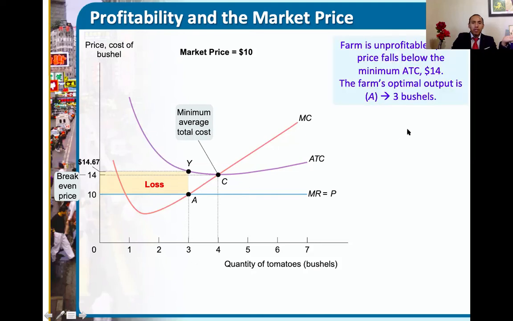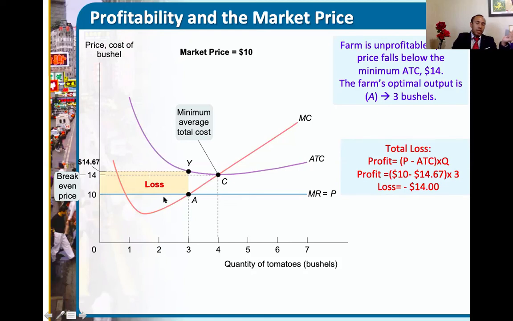So we need to calculate the firm's profit or loss margin. The total is not going to be a profit because it's going to be negative, in red. So here we have profit, but instead of being profit, it's going to be a loss. You have your price, which is $10, your market price here, minus your average cost of production, which is, right here, the average total cost on the average total cost curve, $14.67. And the quantity produced on the x-axis is 3 units. You have a loss of negative $14. This is indicating the loss.